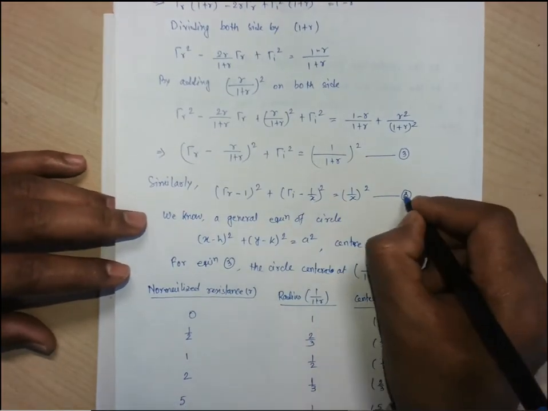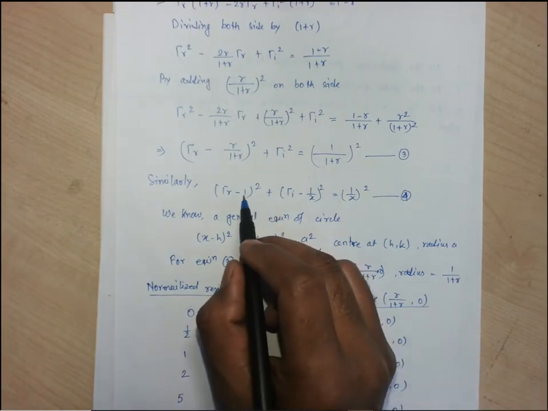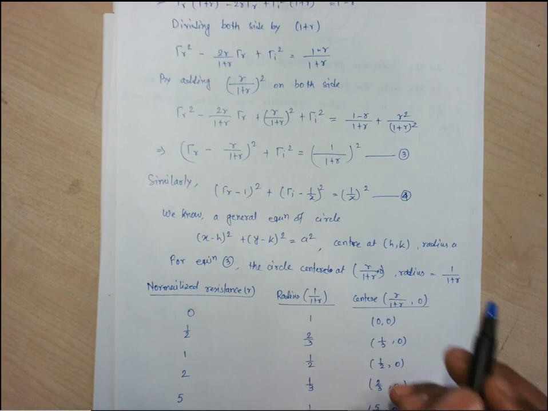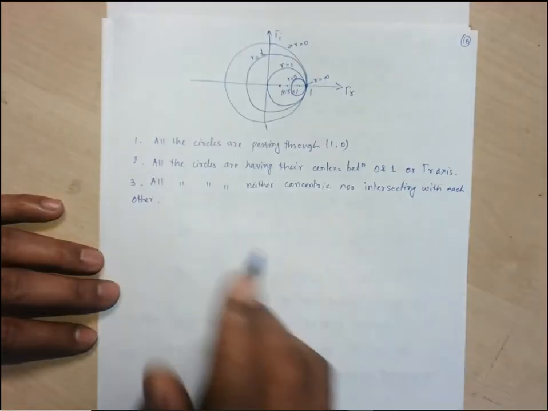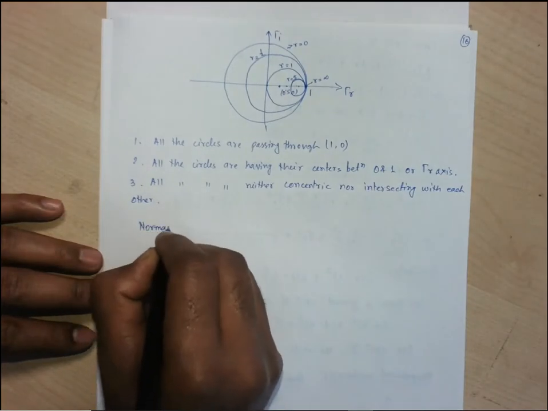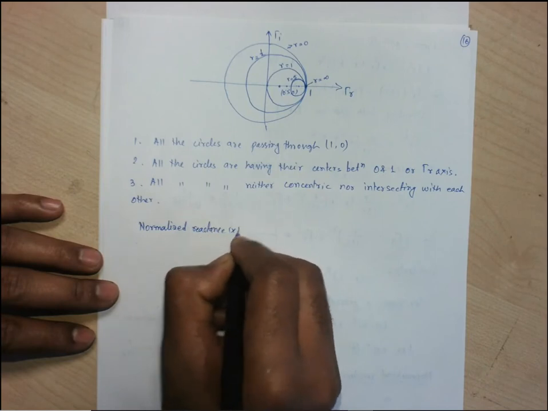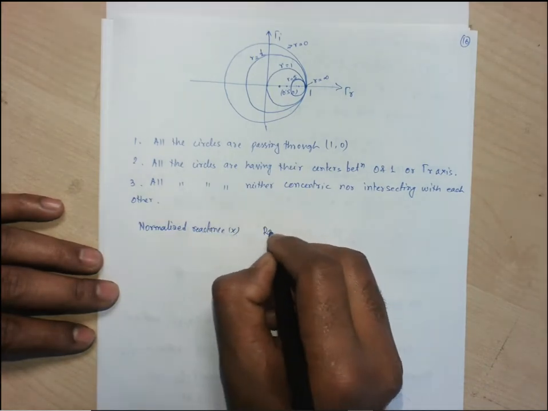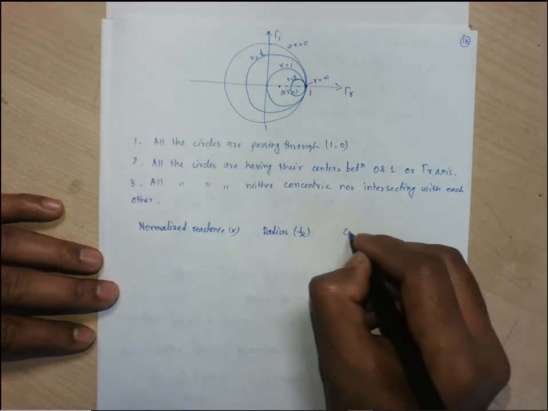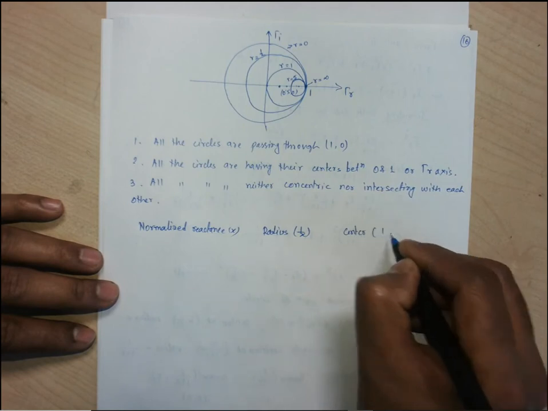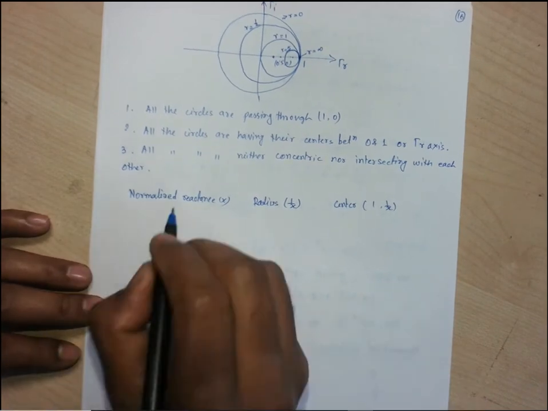So for this, it is equation number 4. For this equation 4, we have the center at 1 comma 1 by x and the radius of 1 by x. So let us take normalized reactance, different values of reactance x, then radius is 1 by x, center is at 1 comma 1 by x. So let us take different values.